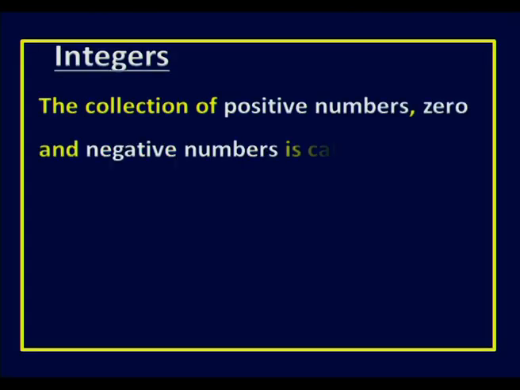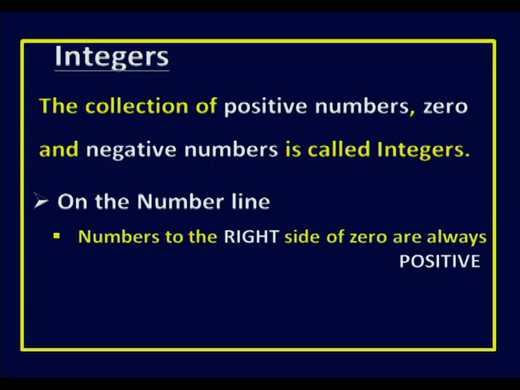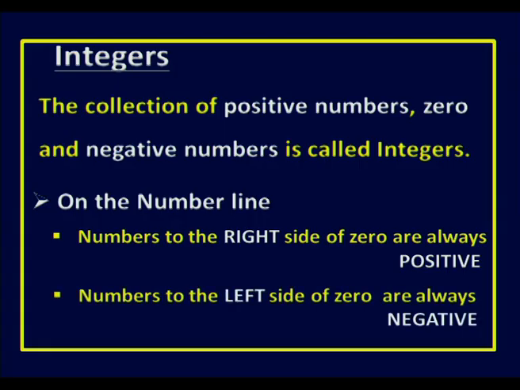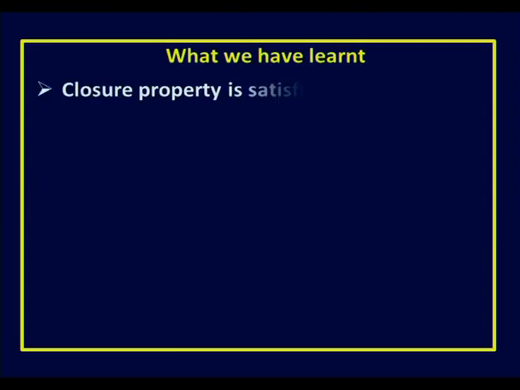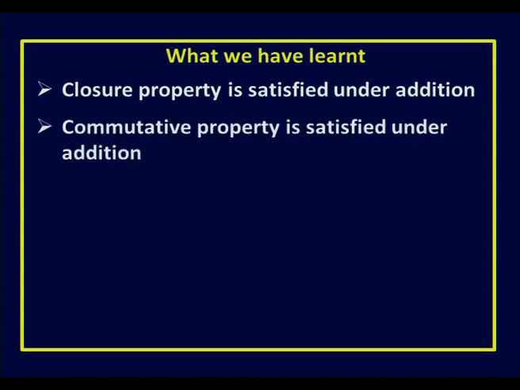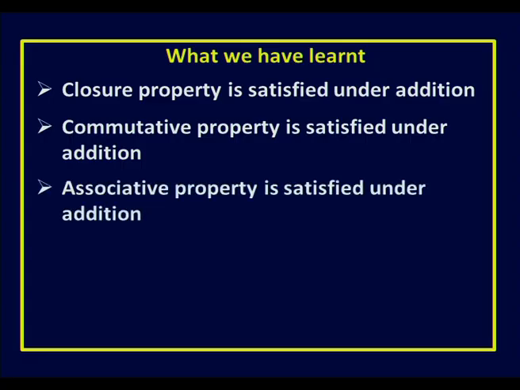The collection of positive numbers, 0 and negative numbers is called integers. On the number line, numbers to the right side of 0 are always positive, whereas the numbers to the left side of 0 are always negative. Closure property is satisfied under addition in the set of integers. Similarly, commutative property is also satisfied under addition in the set of integers. Also, we have seen that associative property is also satisfied under addition.